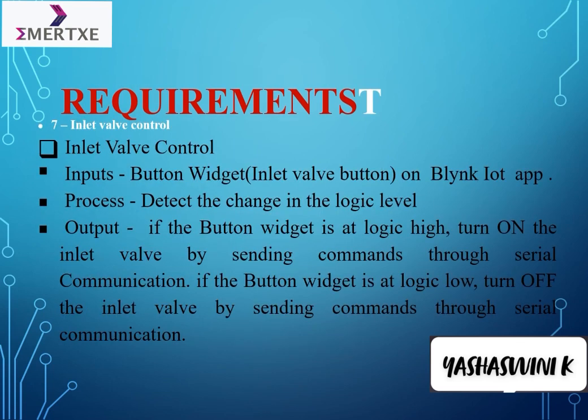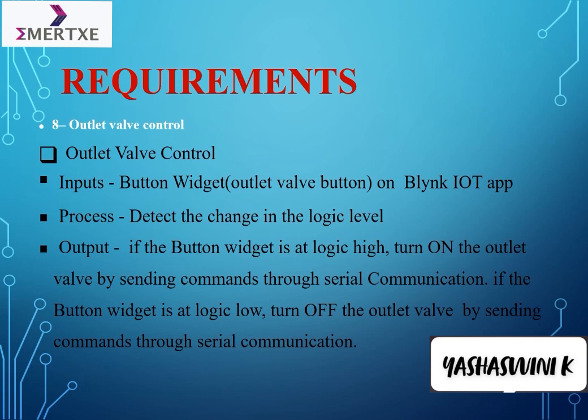Next, the inlet valve. The input is the inlet valve button, which is a button widget on the Blynk IoT app. The process detects the change in the logic level. If the button widget is at logic high, turn on the inlet valve by sending commands through serial communications. If the button widget is at logic low, turn off the inlet valve by sending commands through serial communications. For the outlet valve controller, the input is an outlet valve button, which is a button widget on the Blynk IoT app, and it will detect the change in the logic level.